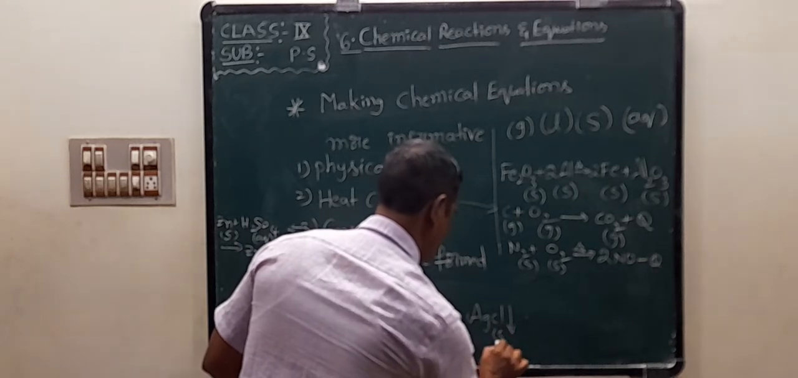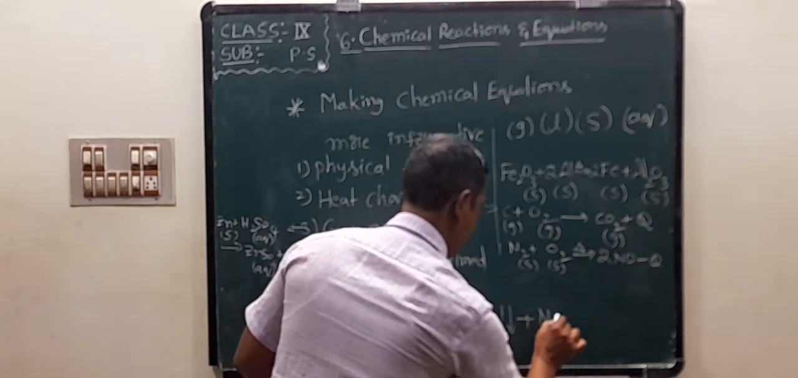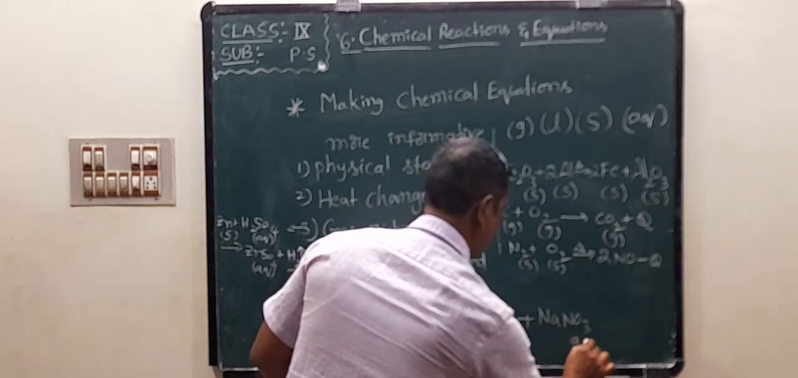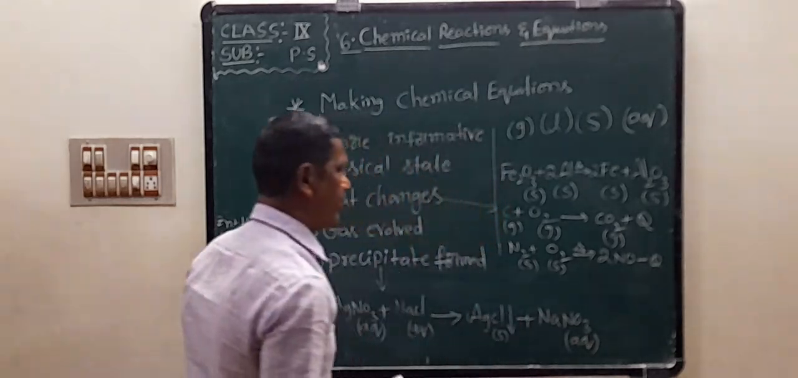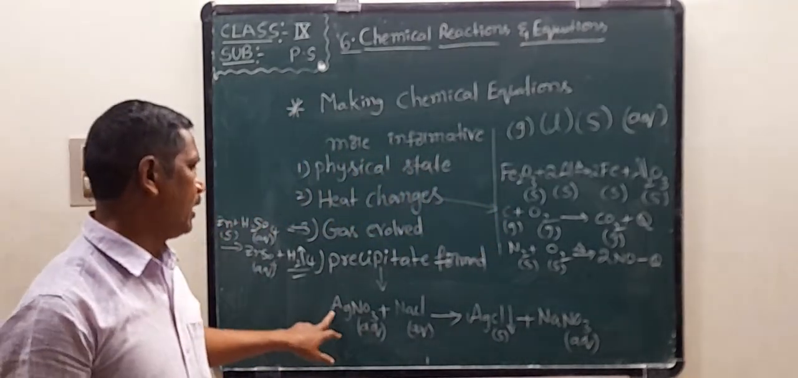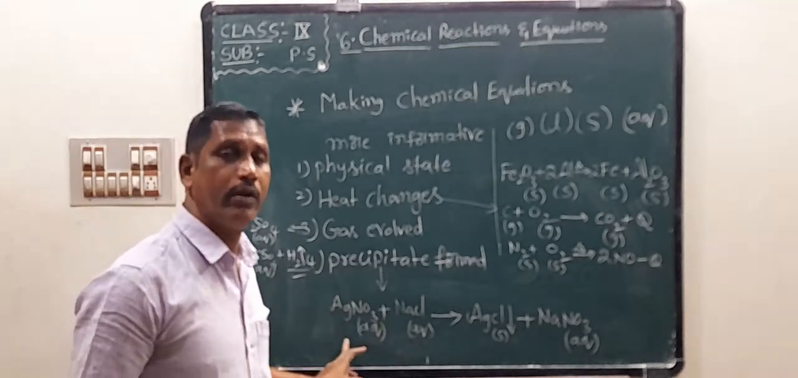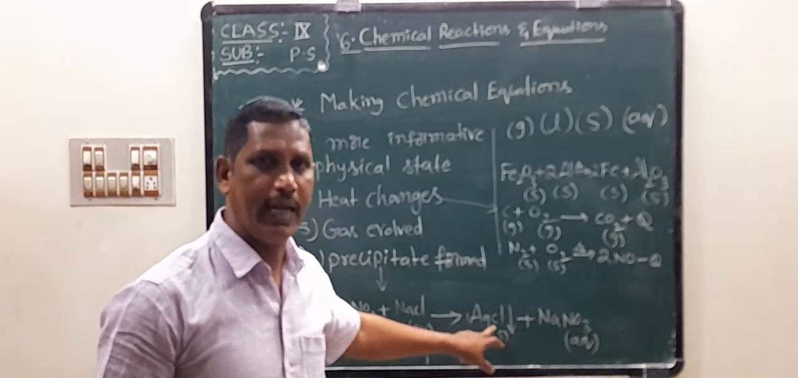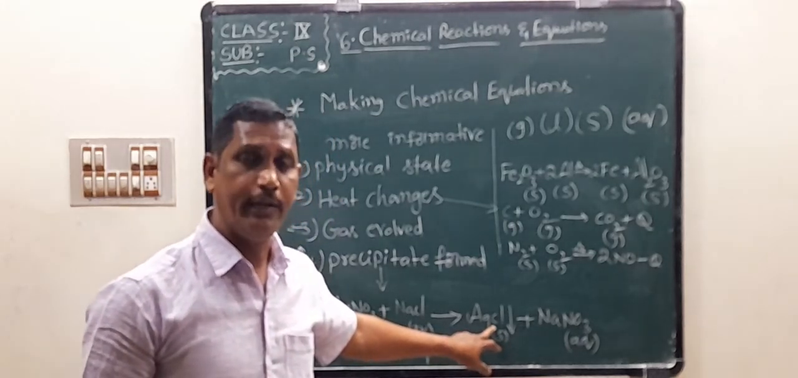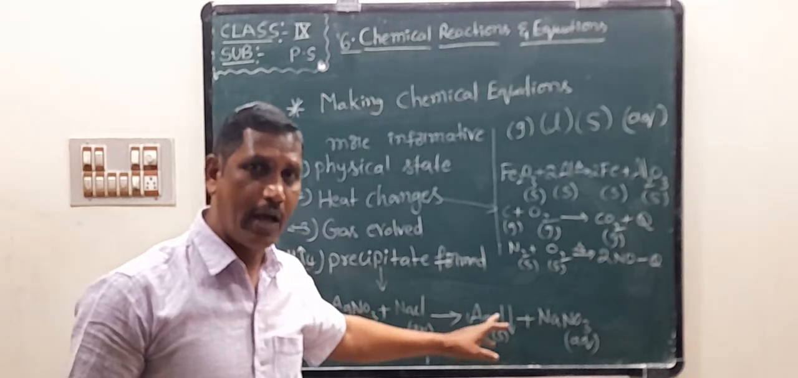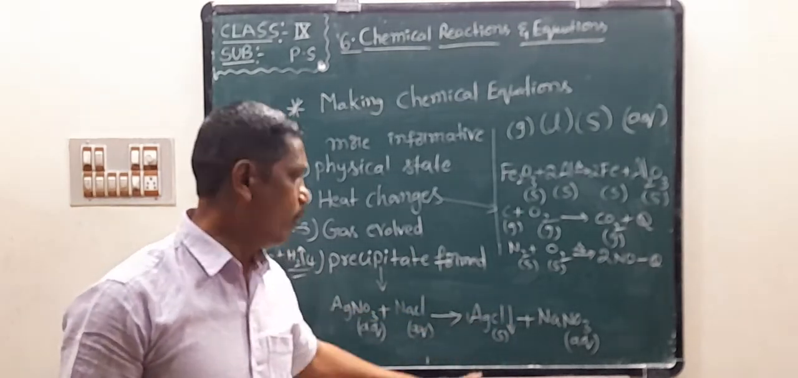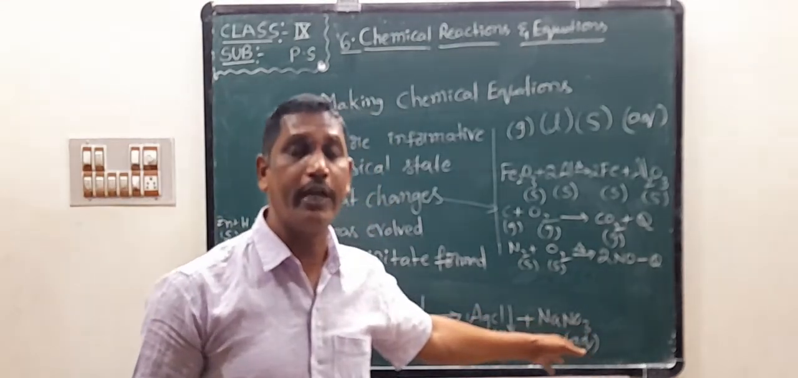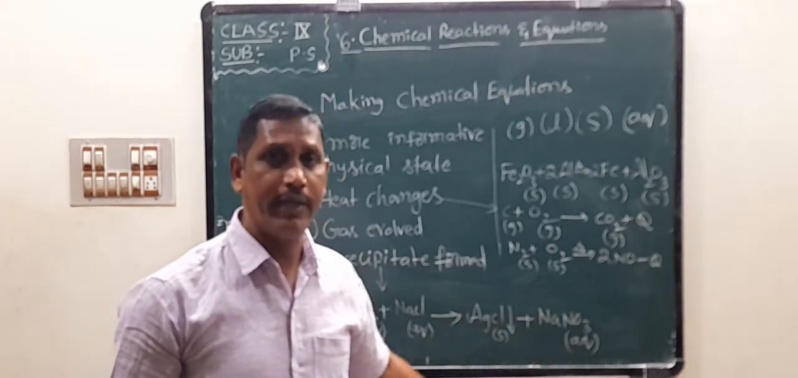Precipitate, or solid, plus NaNO3, which is also an aqueous solution. So silver nitrate reacts with aqueous sodium chloride to form silver chloride, AgCl. This is the precipitate, a solid denoted by the arrow mark in the downward direction, and forms NaNO3, sodium nitrate, in the aqueous solution.